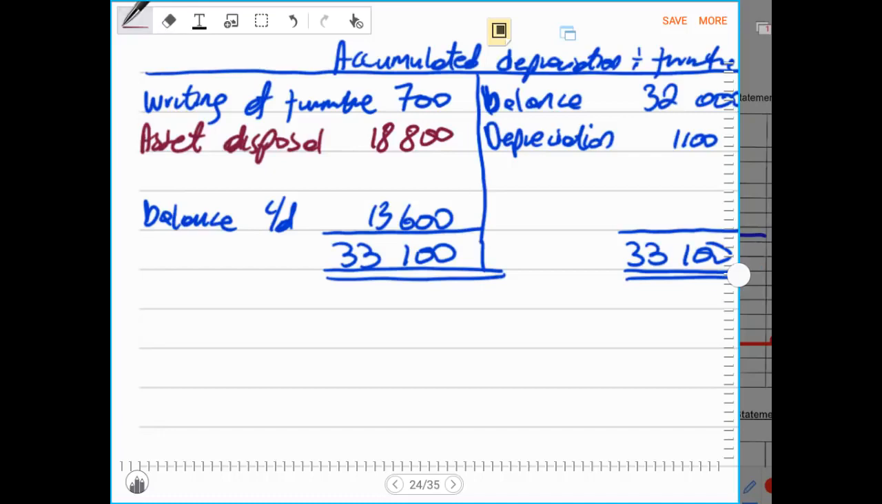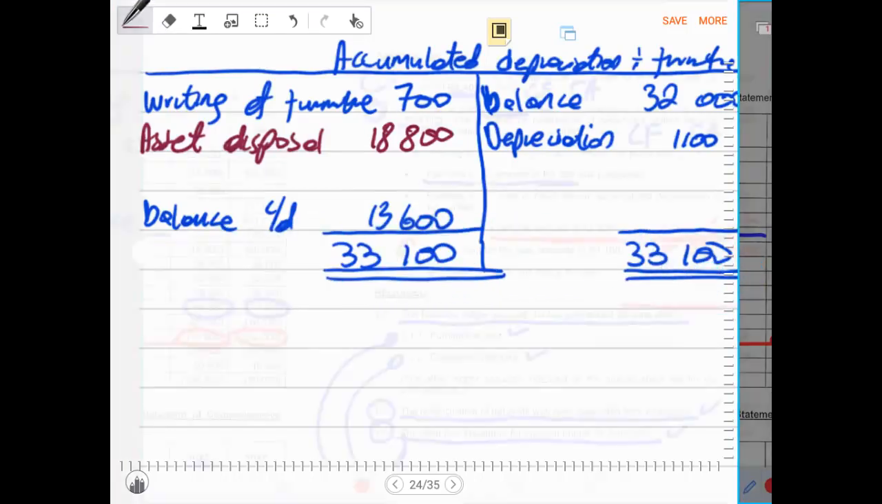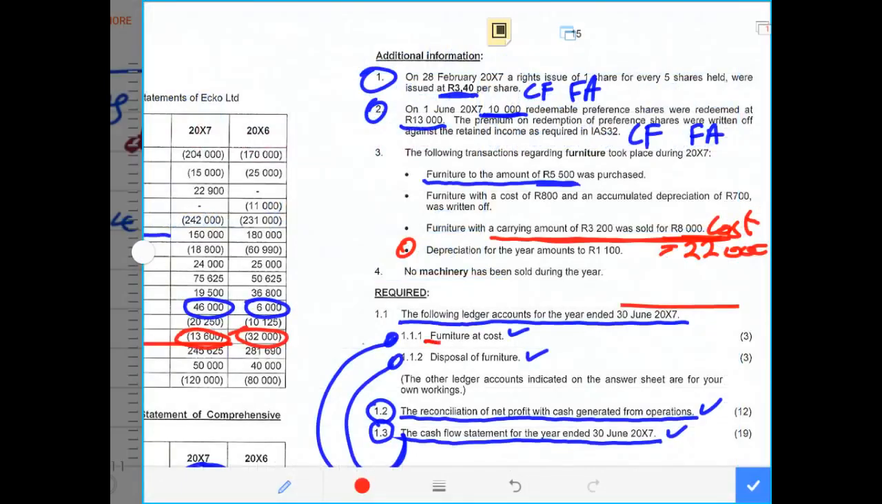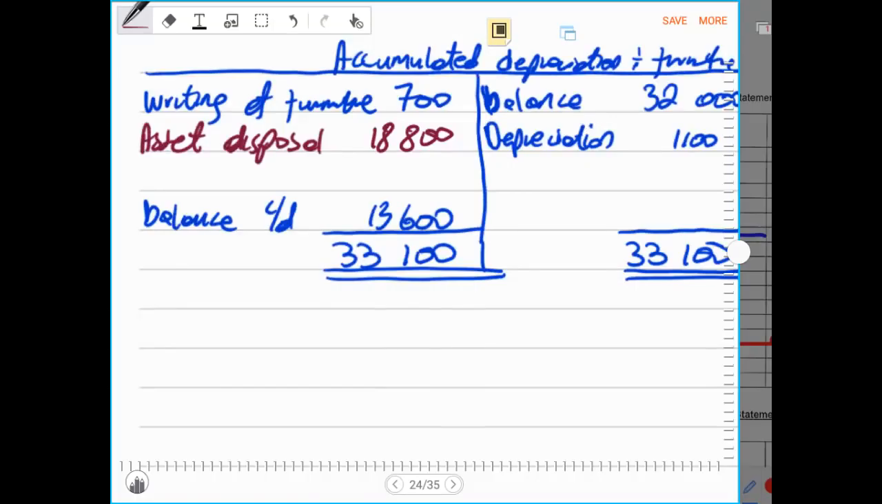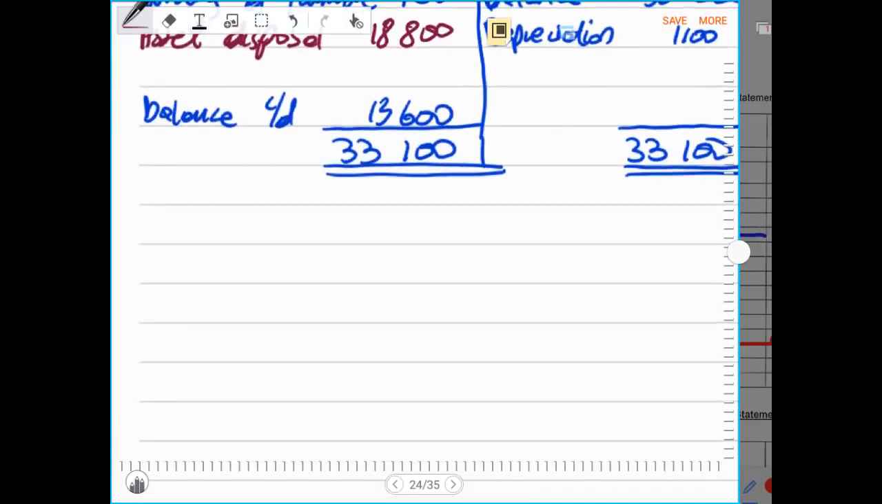Now let us do the ledger account which was required, which is furniture at cost. We know the cost price for the furniture that was bought, first bullet point, the cost price for the furniture that was written off, second bullet point, and the cost price for the furniture that was sold in bullet point number 3. So now we have all the cost prices, and we can do the ledger account for furniture at cost. That is why I wanted to do this as the last one. Then we say ledger account, furniture at cost.